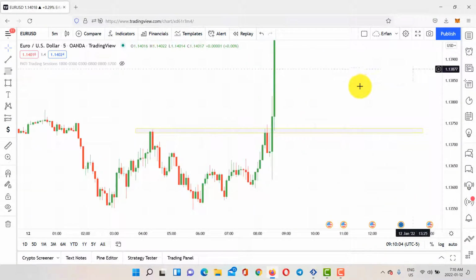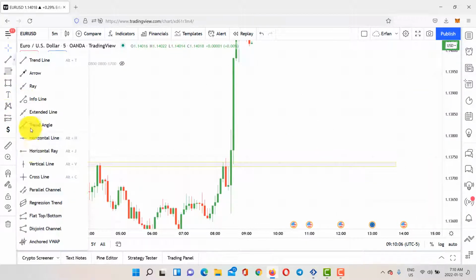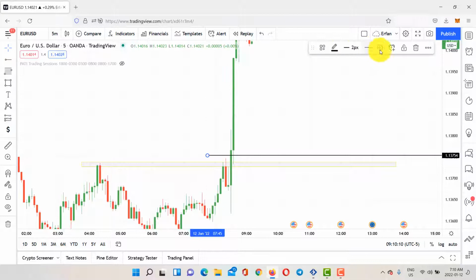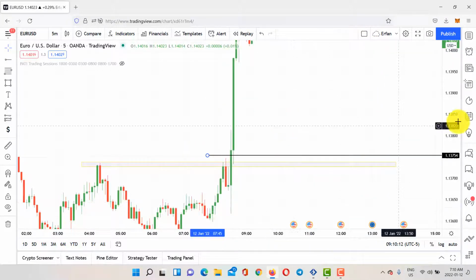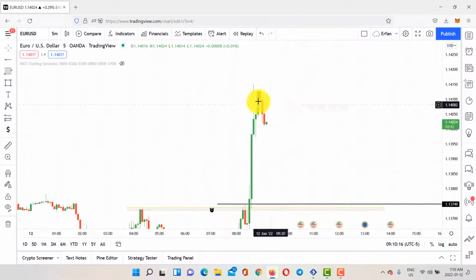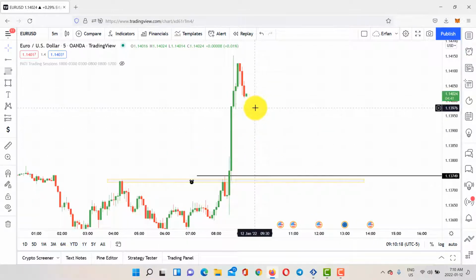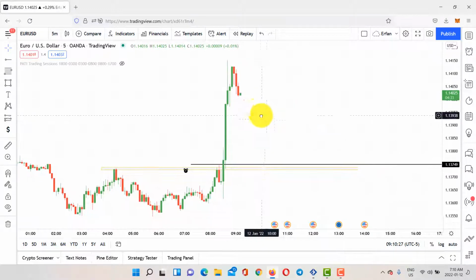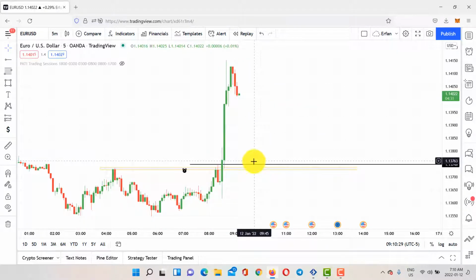Okay, so even for this one, I'm going to put my horizontal ray exactly right here, set my alarm, boom, I'm done. You don't have to do anything else. However, you need to keep checking your charts to see if it's creating other patterns. So it doesn't necessarily come right here and then go up.